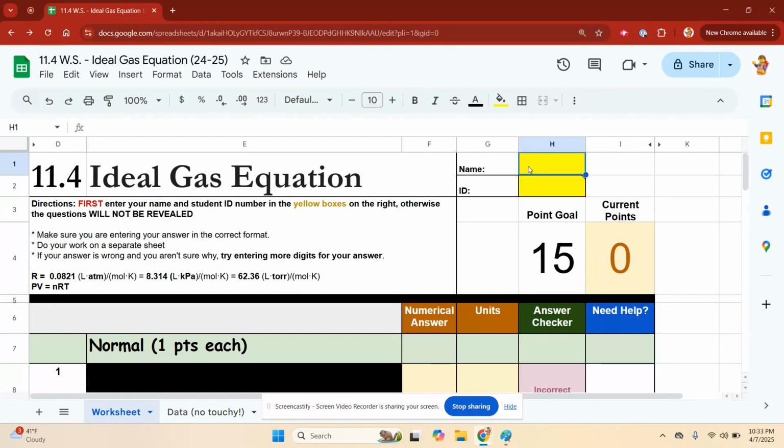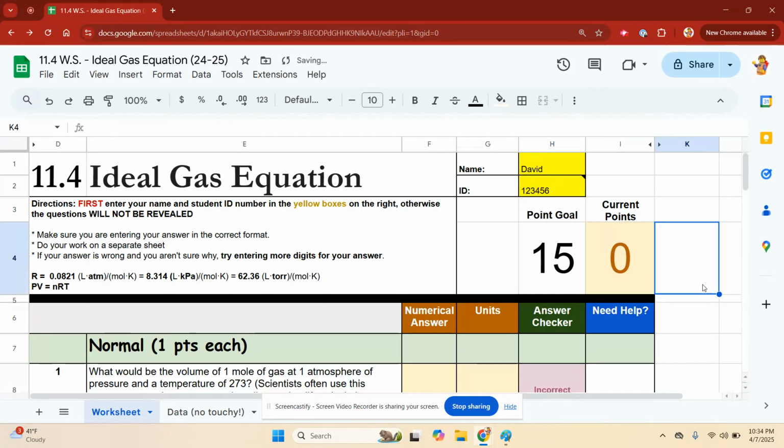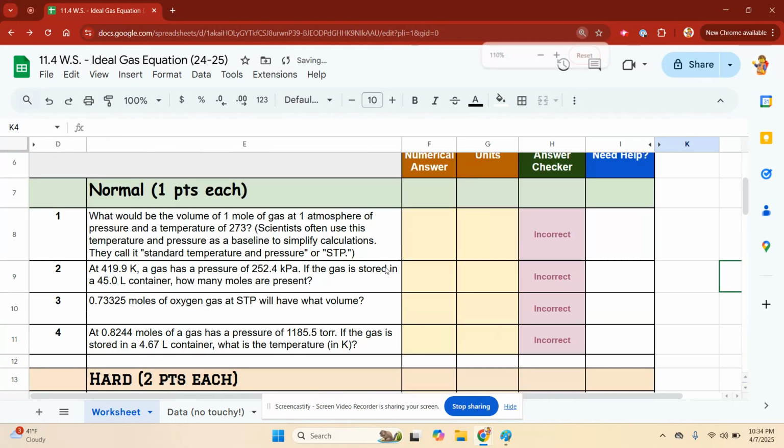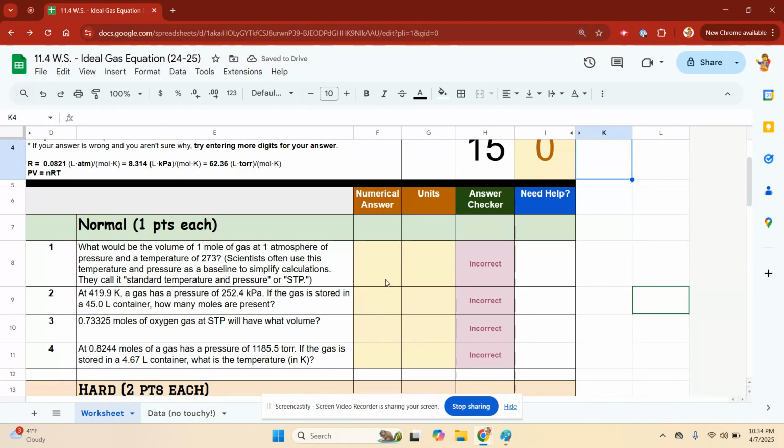As you know, you put your name in here, David, and my ID is blah. You of course will use whatever your ID is and get your own unique set of problems. So let's get started with problem number one.